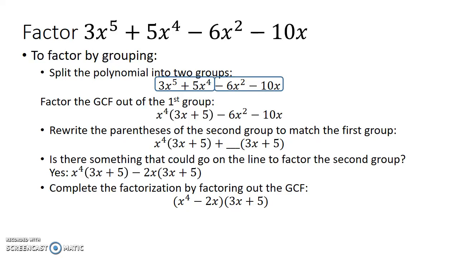If we check, x to the fourth times 3x, there's my 3x to the fifth. My outer gives me 5x to the fourth. My inner gives me negative 6x squared. And my last gives me negative 10x. So my check is good. Make sure you're always checking. It's really easy to make mistakes in these without really recognizing that you've made a mistake.